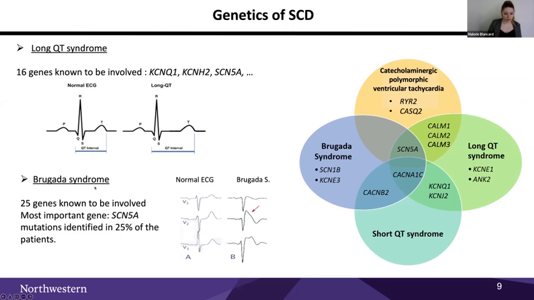Another one is the Brugada syndrome, which is mainly due to mutation in the cardiac sodium channel. The same, you have the normal EKG, and here you have a specific abnormality that you can see on the EKG. So for all these syndromes, you do an EKG on the patient and you can diagnose them.